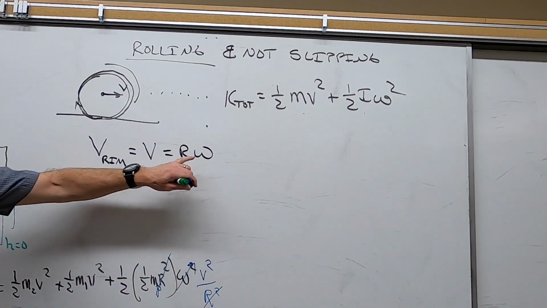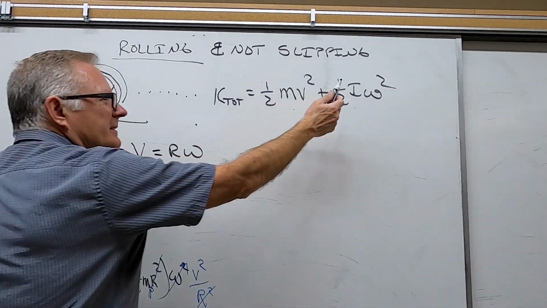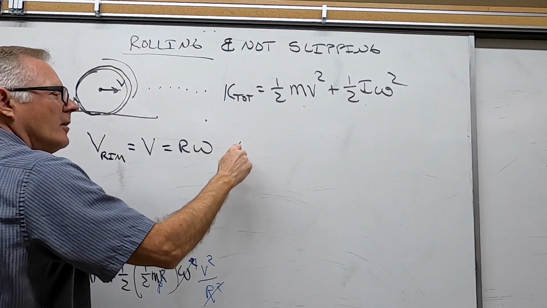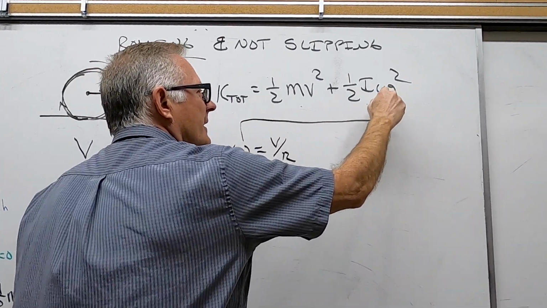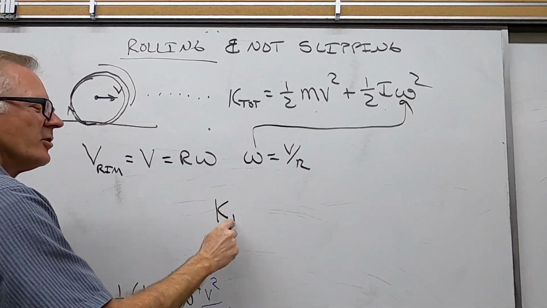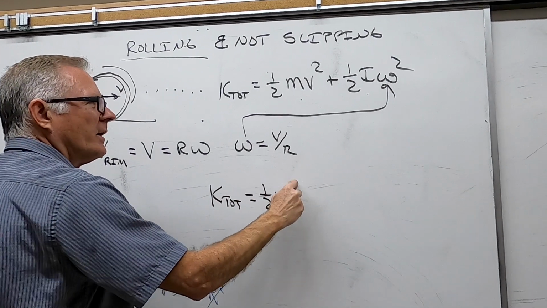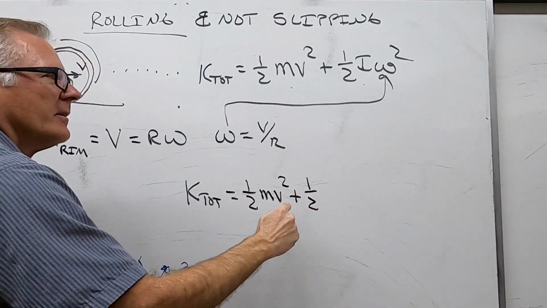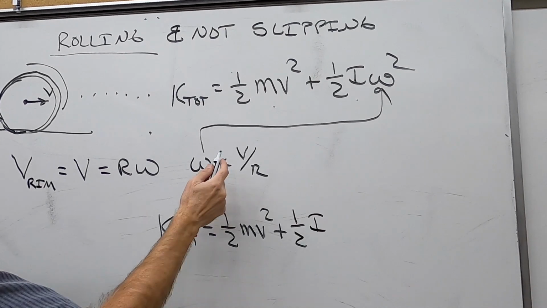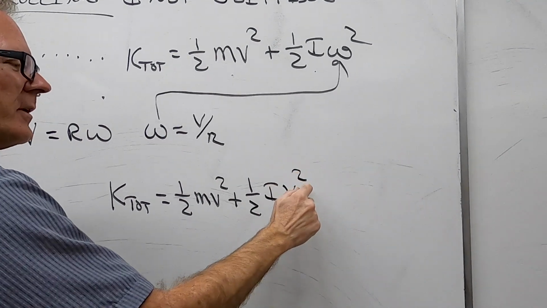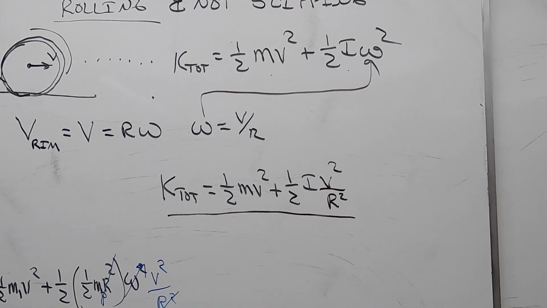So we can say that omega and v are related right here. So we can turn our omegas into v's. We can say omega equals v over r, plug it up into here. So when we're rolling, the total kinetic energy is 1/2 mv squared plus 1/2 I times omega squared, which is v squared over r squared. So there's the total energy you have when you're rolling.